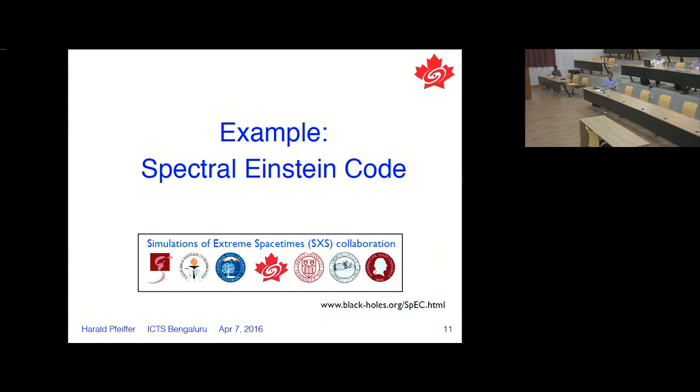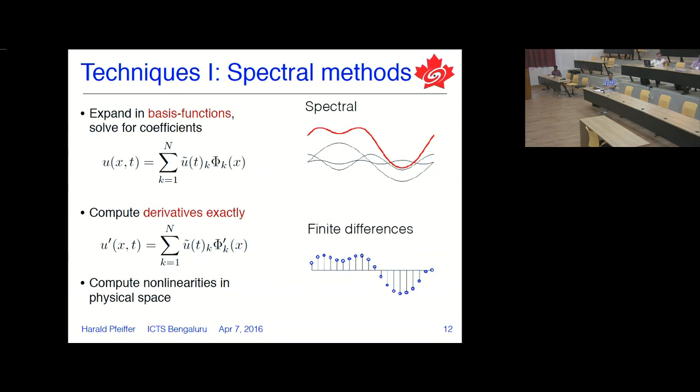Slide 12, spectral methods expand solutions in basis functions. For instance, a function u of x and t would be represented as a sum of spatial basis functions phi k of x multiplied by time-dependent coefficients u tilde of t. And the goal now essentially is to evolve or solve for these spectral expansion coefficients u tilde.